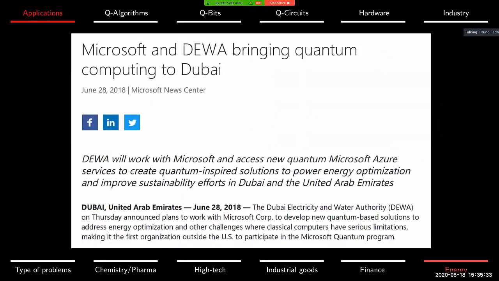We can also mention a collaboration between Microsoft and D-Wave. D-Wave is a Dubai company for smart grid optimization. So Microsoft and D-Wave are collaborating on finding algorithms to improve the processing on the smart grid in Dubai.